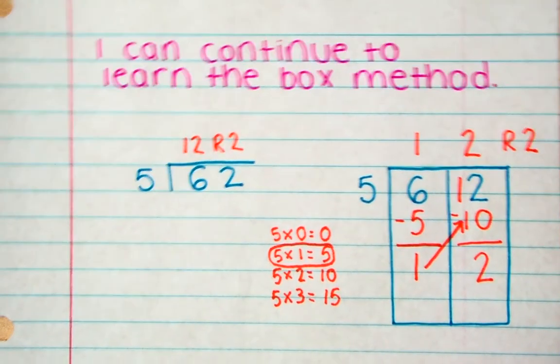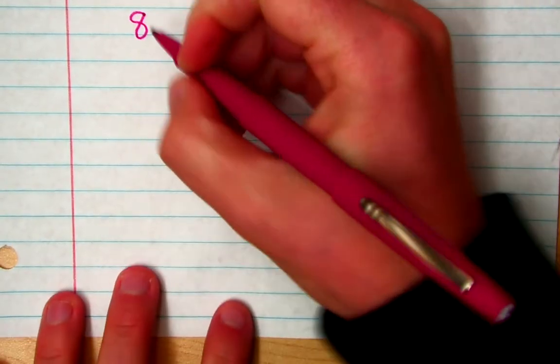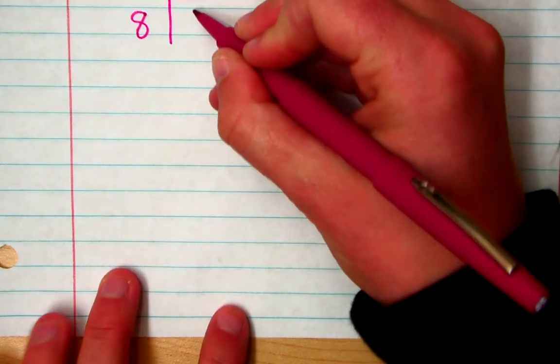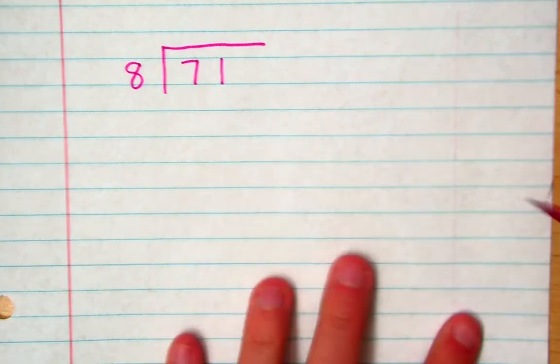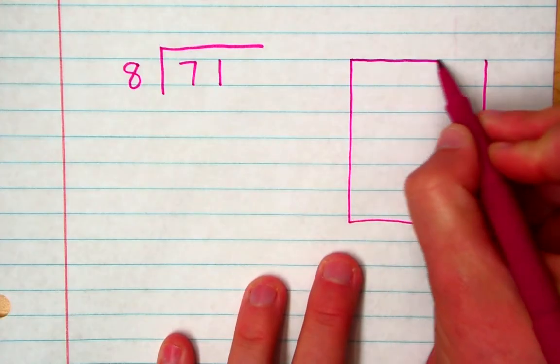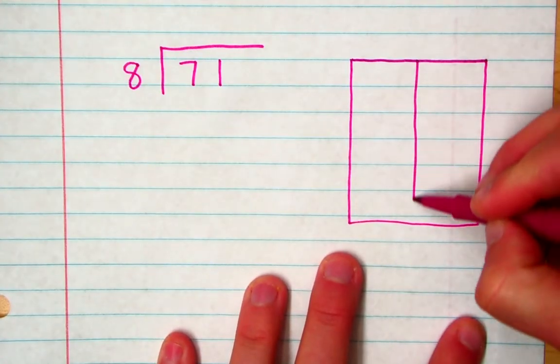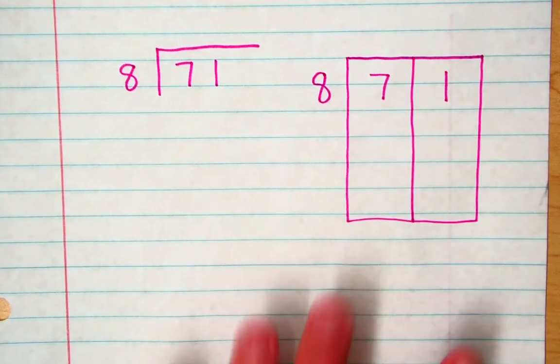Let's try another one the same way we did this with figuring out the multiplications. That might make more sense. Let's do another problem. First, I need to write my problem, and then I need to set up the equation. Let's do 71 divided by 8. So again, I need to set up my problem by starting out with a box. I need to put my big number on the inside and my small number on the outside.